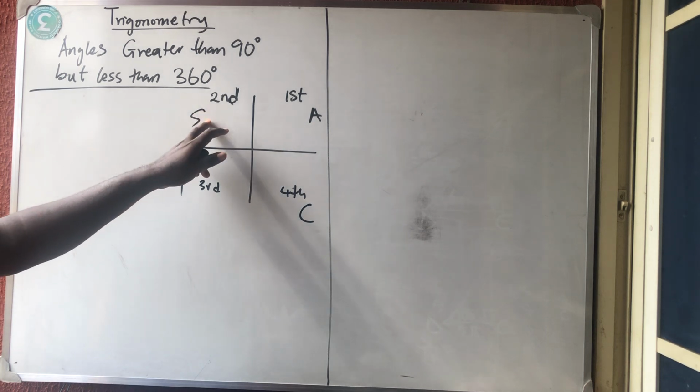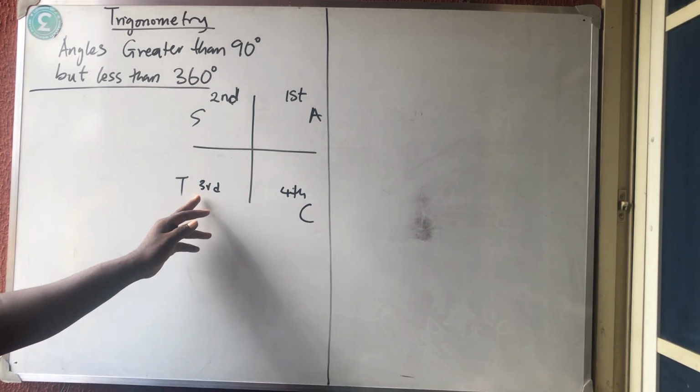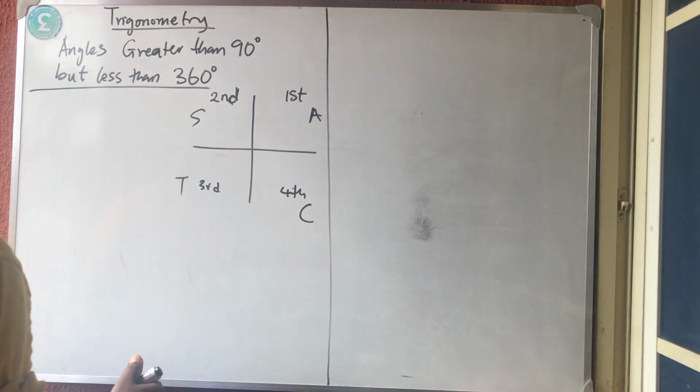Okay, but in the second quadrant, only sine is positive. The rest are negative. In the third quadrant, only tan is positive. In the fourth quadrant, only cos is positive.